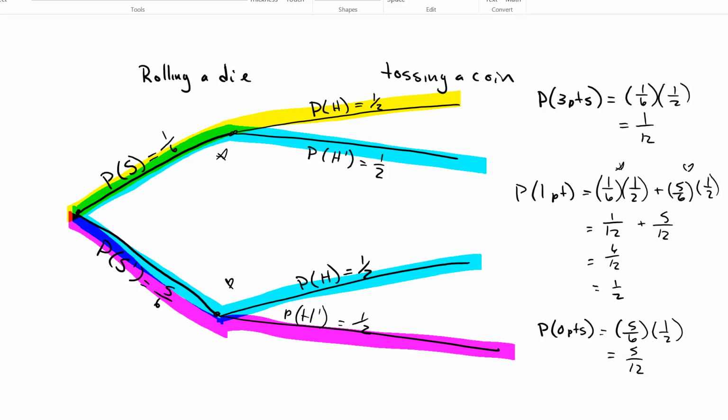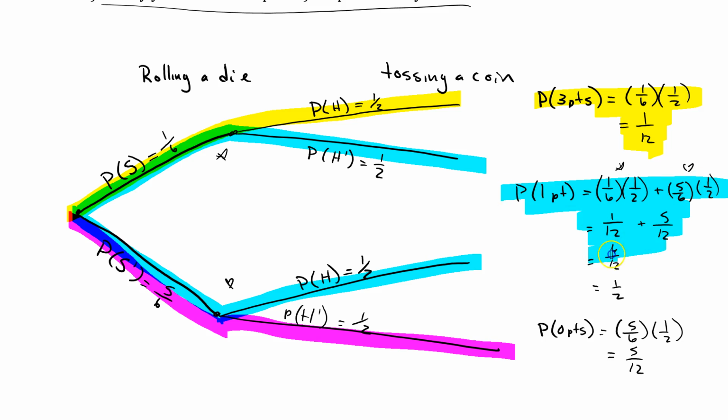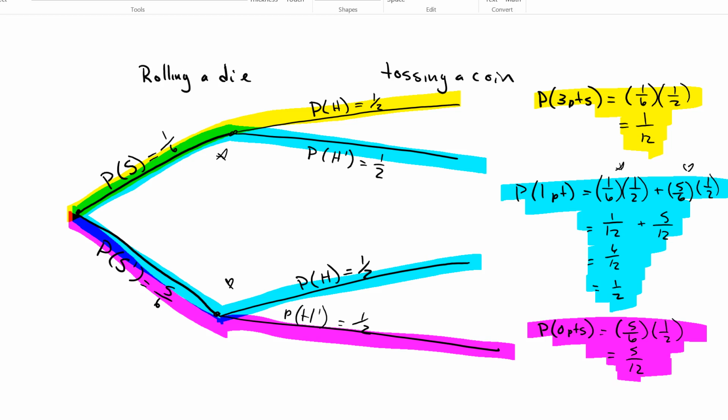So just so we can have a nice visual here, this right here is for 3 points, which follows along this leg of the tree. This right here is for our 1 point, which follows our blue highlights. And last but not least, and my favorite color, hot pink, for 0 points, we're following this leg. So we have just answered A.